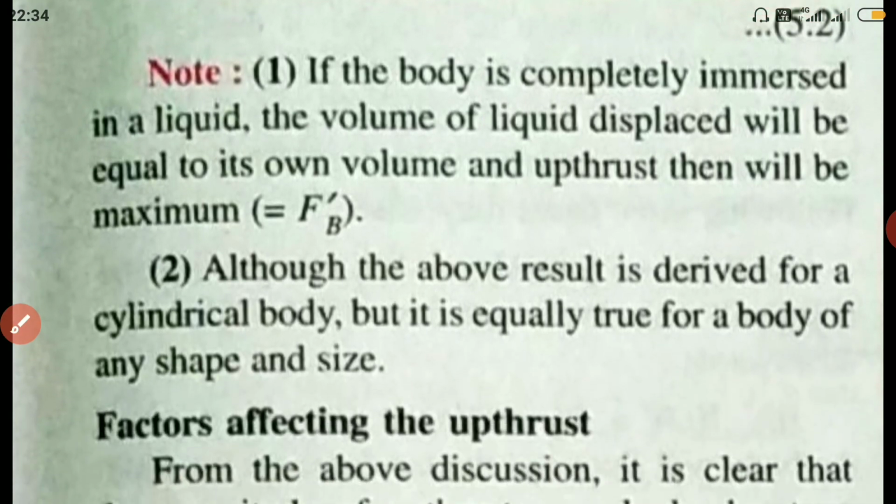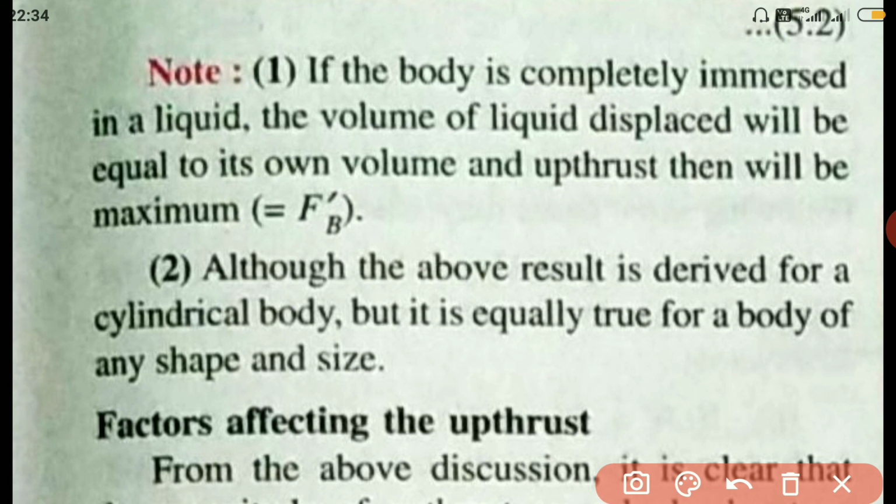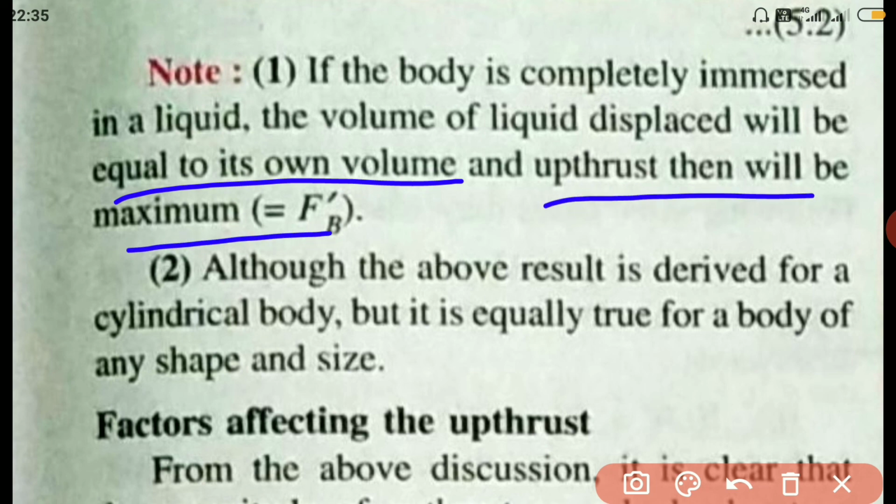Now note, if a body is completely immersed in a liquid, the volume of the liquid displaced will be equal to its own volume. If the whole thing is immersed, then the whole volume should be equal to the volume of the liquid displaced, and the upthrust then will be Fb dash, if you remember. If the whole body is immersed, then the upthrust will be maximum, which is Fb dash. Although the above result is derived for a cylindrical body, it is equally true for a body of any shape and size.